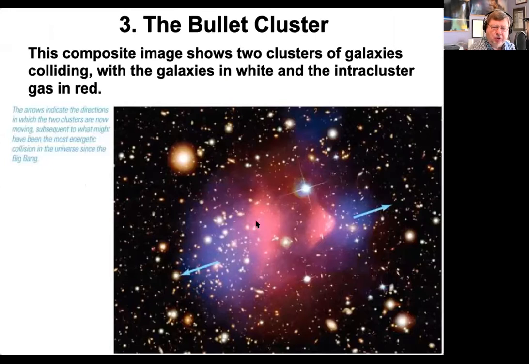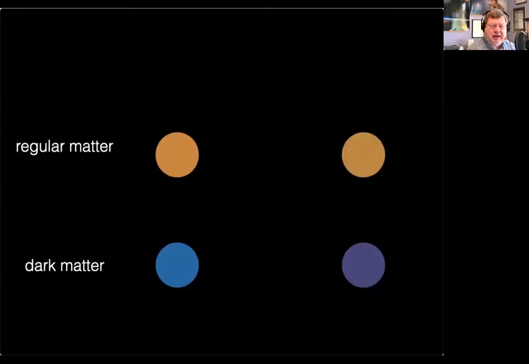The blue represents the mapping of the masses of these 2 galaxies that collided. And we were able to map the masses of these 2 galaxies by using gravitational lensing, which we'll be talking about in a couple of minutes. Okay. So here, the red represents the gas and dust of the collision, and the blue represents the mass of the galaxies. And here's what we would expect to happen in regular matter.